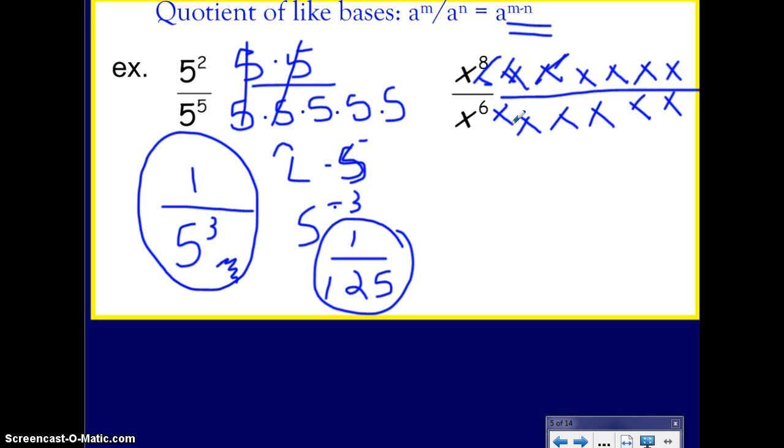And then, just as before, we will cross out the ones that we can. So 1, 2, 3, 4, I think there's one more over here, 5, and 6. That leaves 2 of them, and they're on the top. So that would be x squared. And again, applying our rule, we would do 8 minus 6, which is 2. So you would get x squared.